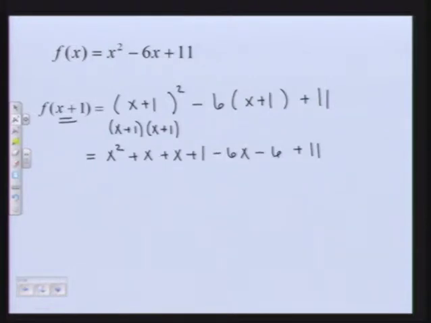We're just simplifying, so I just need to combine all of my like terms. I have x squared, x plus x, that's going to give me 2x. And 2x minus 6x is going to be negative 4x. Then I have 1 minus 6 is negative 5, and negative 5 plus 11 is a positive 6. Double check my math real quick. I think I'm good. If I had students here, I could ask you to do this for me, but I'm all alone. Oh well.